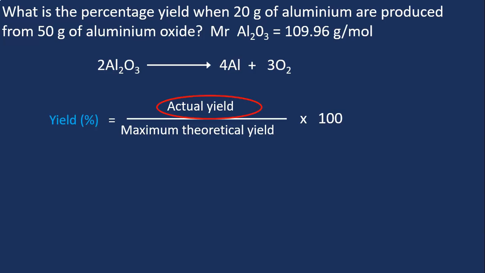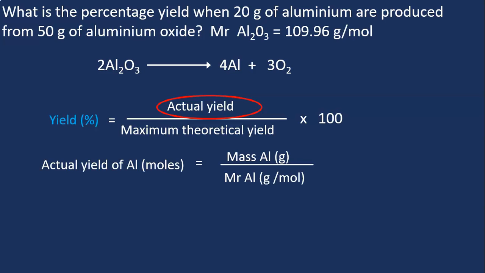Here we have been given the actual yield. 20 grams of aluminium was produced. We need to convert the mass into number of moles. The number of moles of aluminium that was produced is equal to the mass of aluminium divided by the molar mass of aluminium. If you're given the mass in any other unit, you must convert the mass into grams first.